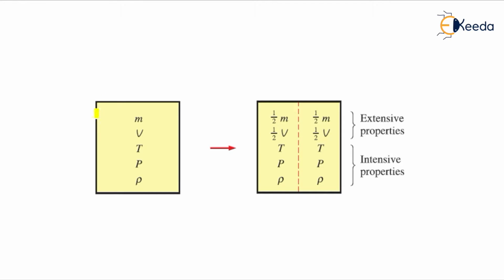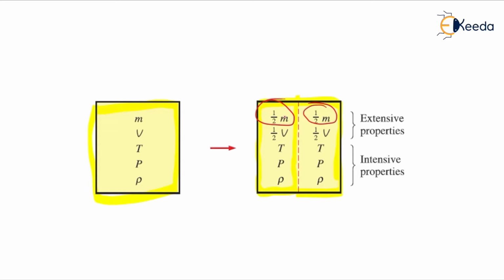So here we have taken a block. This is the block which we have taken, and we have separated it into two parts. So our purpose is to split up the mass. Suppose a body was having mass m. So now we have split up the mass into half, m by 2 and m by 2.